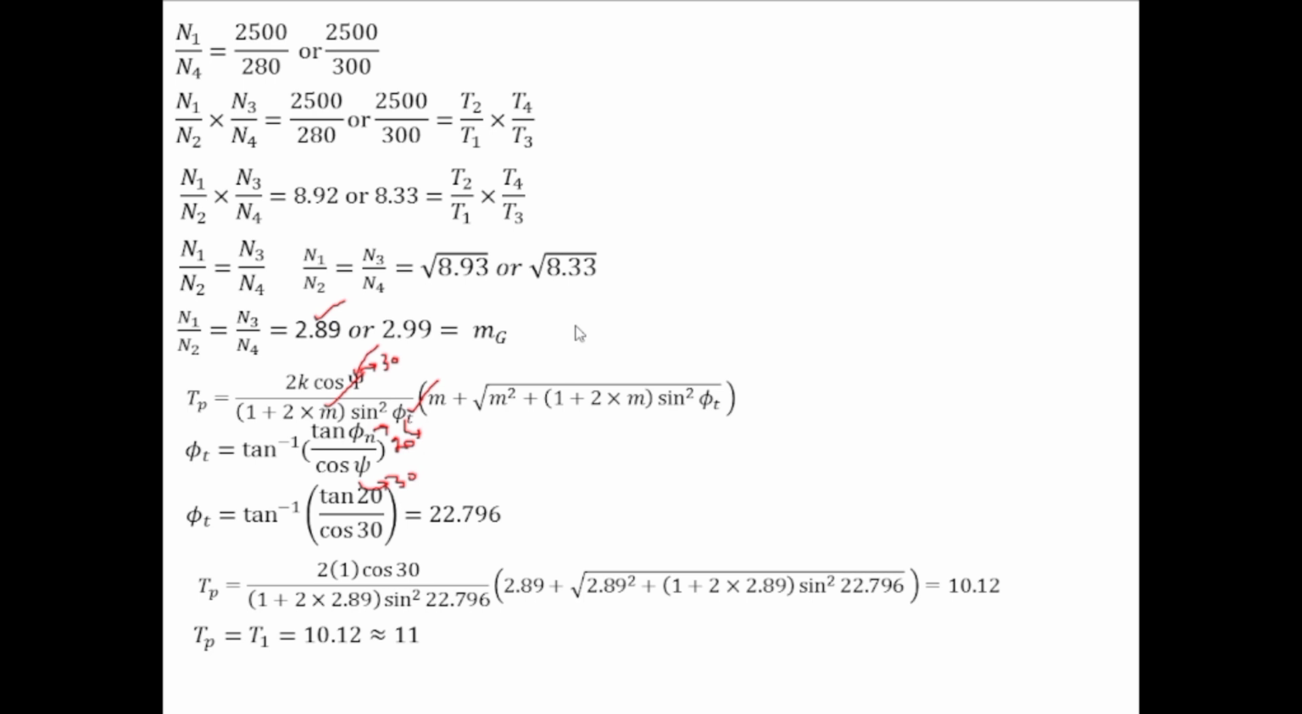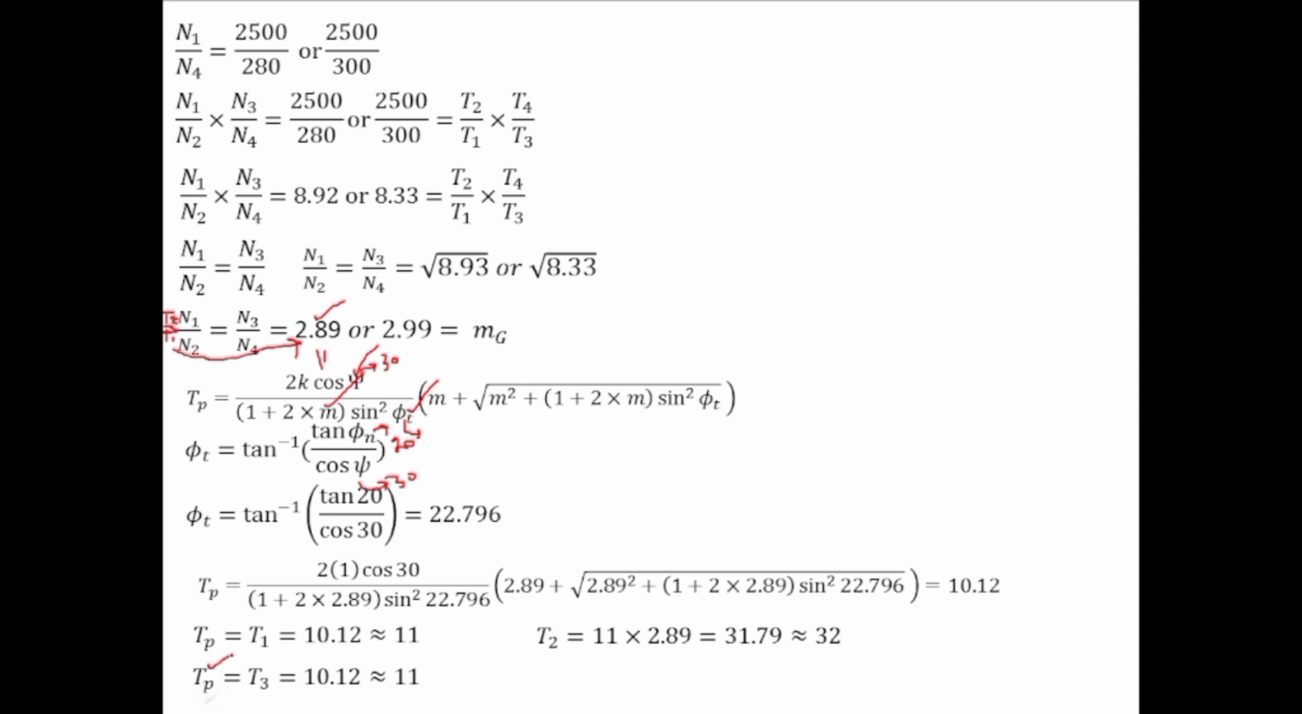When you take it to be equal to 11, and taking N1 divided by N2 equal to T2 by T1, multiply by this T1, which is 11. So when you multiply 11 with 2.89, it will give you 32. And similarly, you will have to calculate the number of teeth for gears 3 and 4 as well.